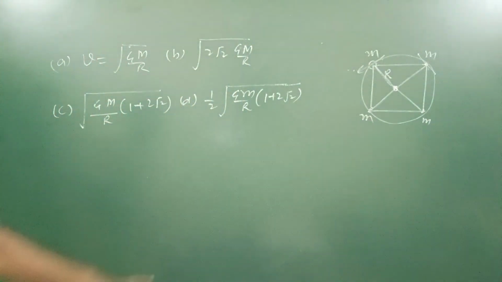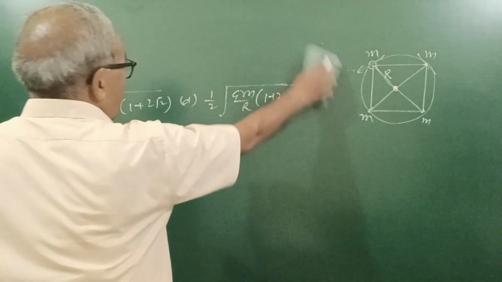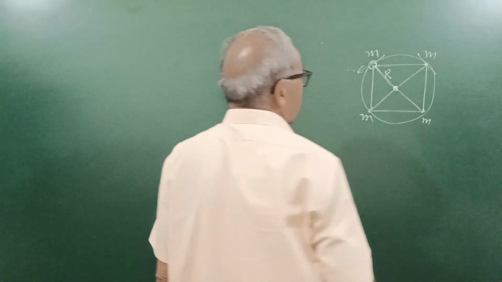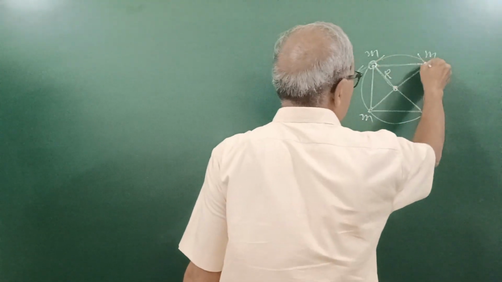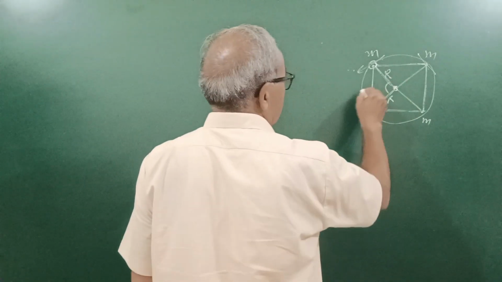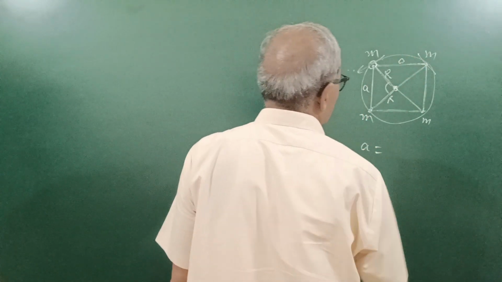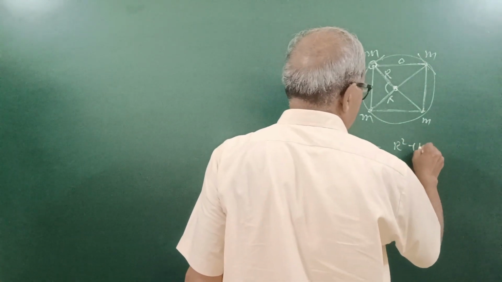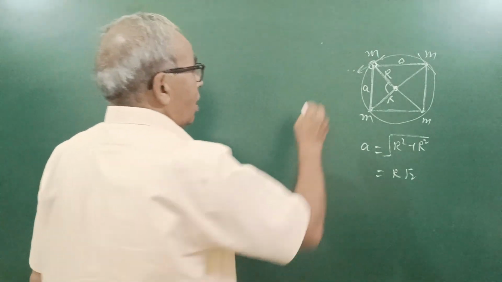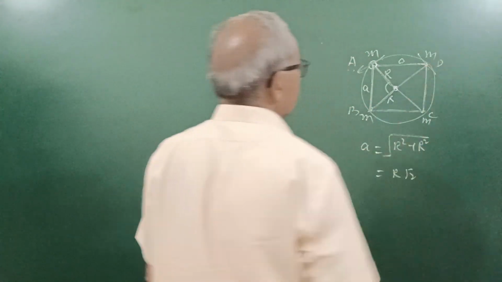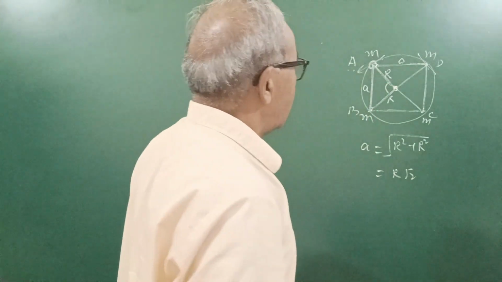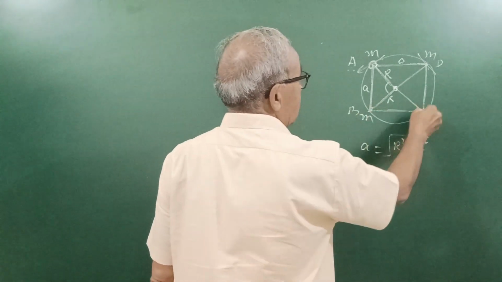And the only force between the masses is gravitational force. Now, what is this distance? This is the side of the square, which is also R, and this angle is 90 degrees. If this diagonal distance is A, then A equals under root R square plus R square, which is R root 2. Let this point be A, and the others B, C and D. The mass M at A is under the influence of the gravitational force of the masses at B, C and D.